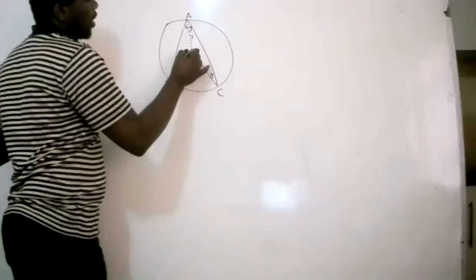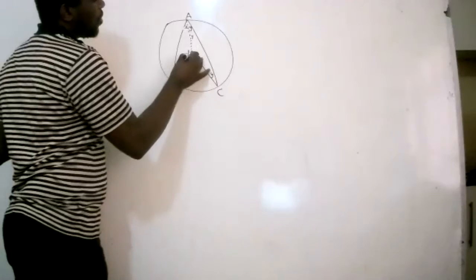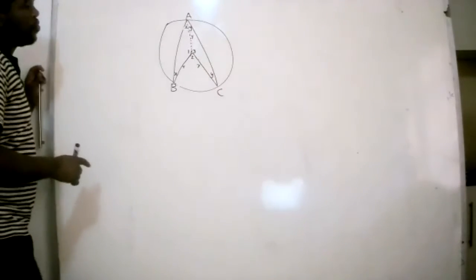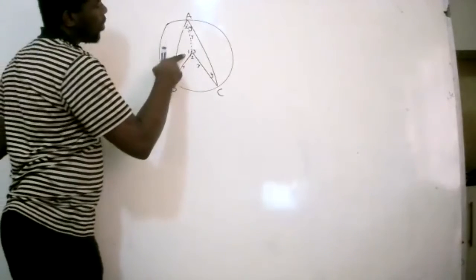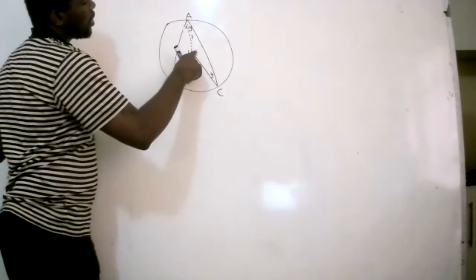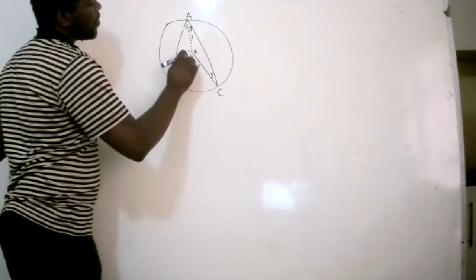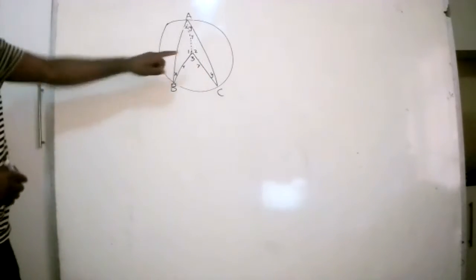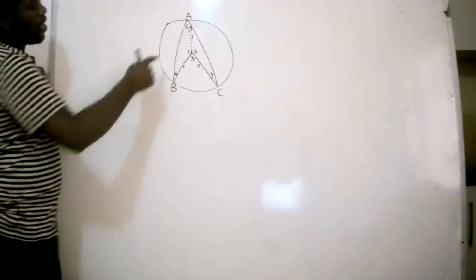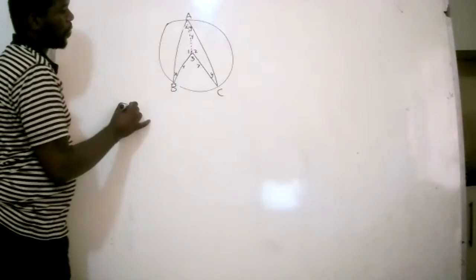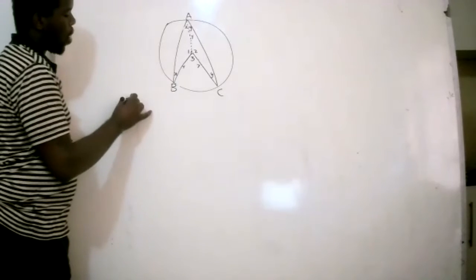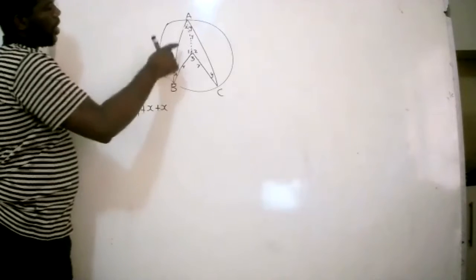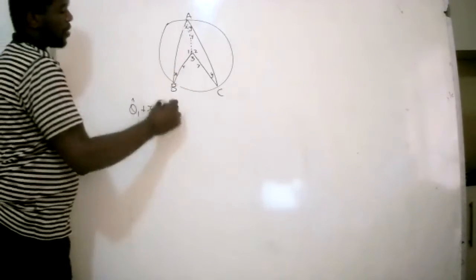The center is O, where we can say this is O1, that is O2, and there it's O3. So let's obtain all these O's. We start with O1, then O2, and then O3. We're going to obtain these 3 angles. We start with O1. How can we obtain O1? We say angle O1 plus X plus X.